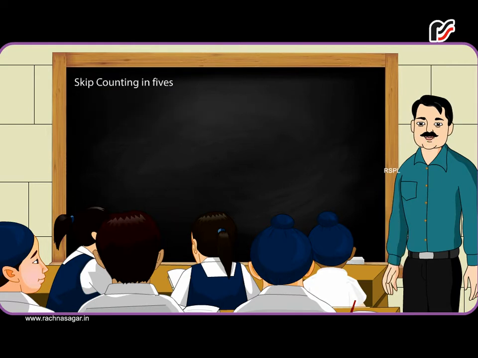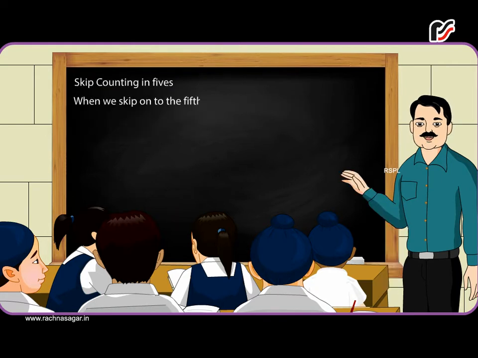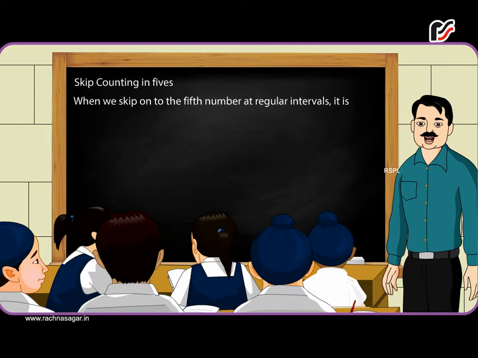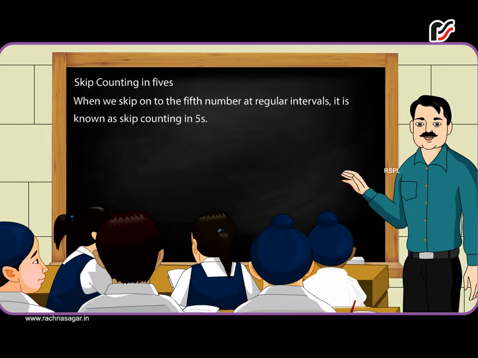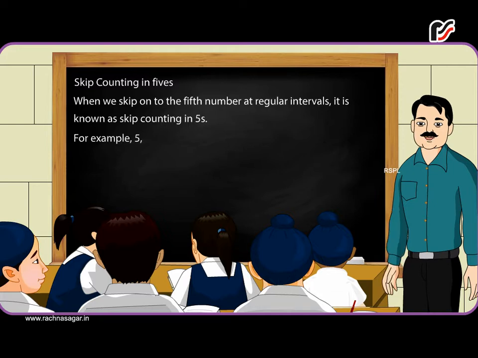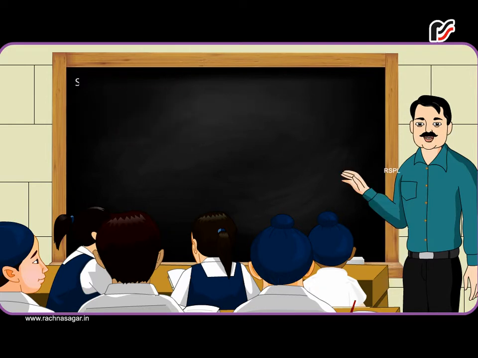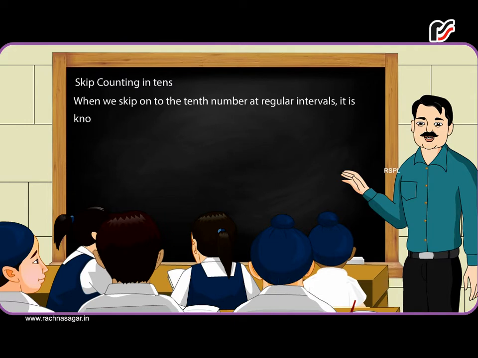Skip counting in fives. When we skip on the fifth number at regular intervals, it is known as skip counting in fives. For example, 5, 10, 15, 20, 25, etc. Skip counting in tens. When we skip on the 10th number at regular intervals, it is known as skip counting in tens. For example, 10, 20, 30, etc.